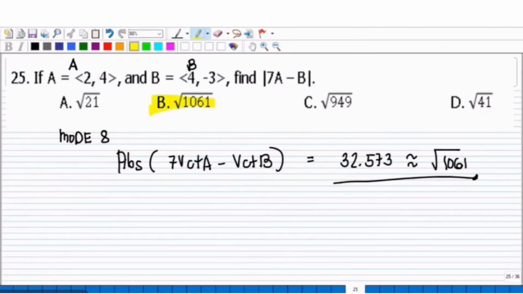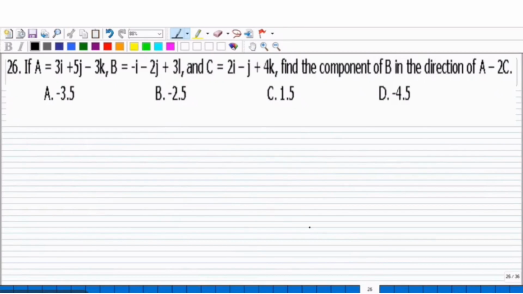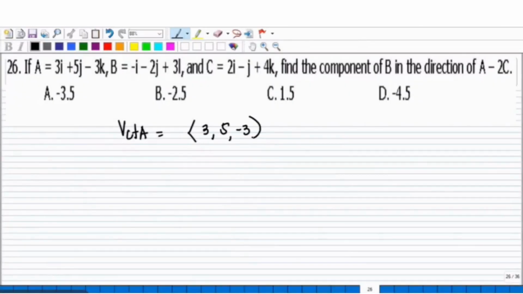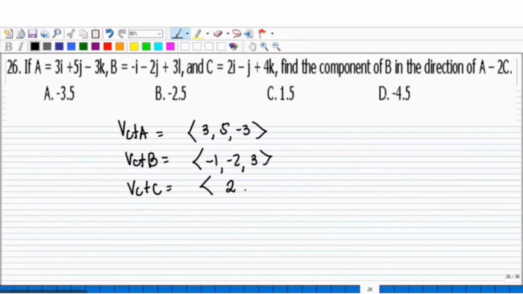Okay. Letter B. Okay. Next tayo, number 25 and 26 na. So, if A is equal to vector A tayo, no? Okay, so this is equal to 3, 5, negative 3K. Then, yung ating B, or let's say this is vector B. So, this is negative 1, negative 2, this is 3. Then, lastly, yung ating vector C. So, this is 2, negative 1, then 4.